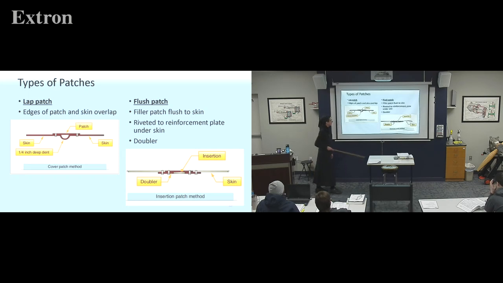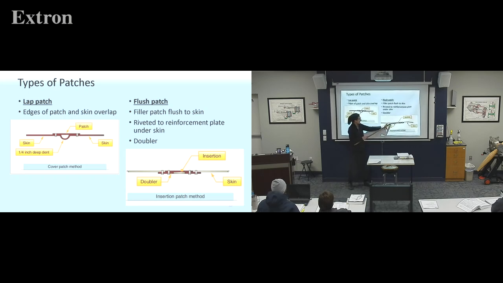Yes, so you have to have access to the backside. You might have to remove some other panels depending where it's at. So you have this patch that goes in between where the damage is. Then you obviously need something to back it up and reinforce underneath the skin. So that's called a doubler. You're kind of doubling it up. That goes underneath the skin.